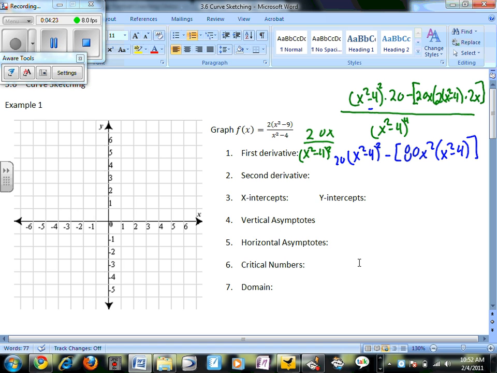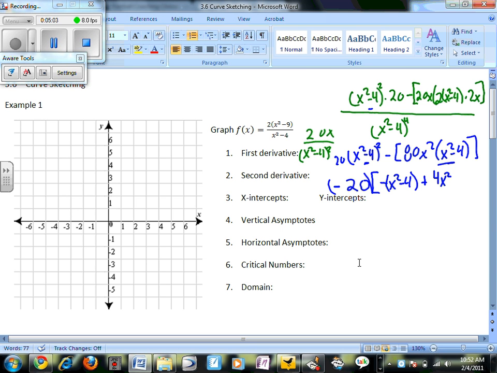All right. So if you notice throughout this entire thing, on this top, I could take a 20 out, or a negative 20 really if we wanted to. I could take a negative 20 out, and I could also take out an x squared minus 4, because this term has an x squared minus 4 and this term has an x squared minus 4. So let's take out a negative 20, and I'm left over with negative x squared minus 4 plus 4x squared, and I'm taking out an x squared as well. Sorry, I forgot my x squared.